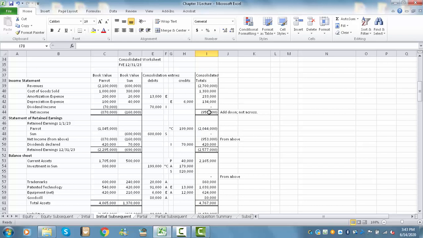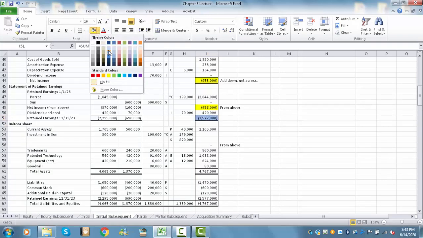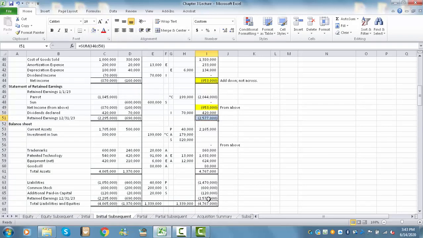I guess I'm going to remind you of this again. Net income flows down to retained earnings. Whatever we get in retained earnings, pick a nice color here. Whatever we get in retained earnings goes all into the next financial statement, which is the balance sheet. So that's how we get these numbers. We're not coming across with anything. We're not worried about that. We're coming down with these because that's the way it's supposed to work.